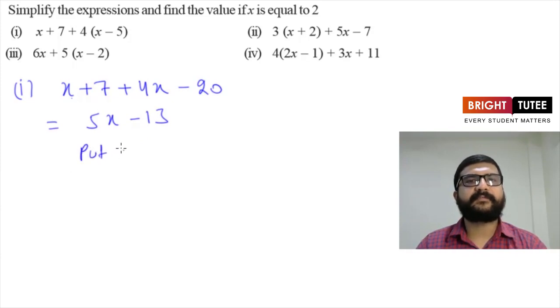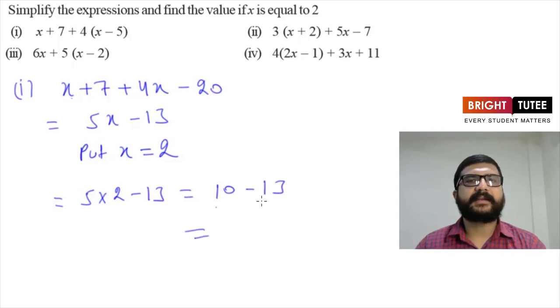Now let's put value of x here. So value of x we have to put as 2, as it is given in the question. So now by doing that we will get 5 into 2 minus 13, 5 into 2 is 10, and then we'll have minus 13. Now 10 minus 13, this is minus 3. So therefore value of this expression is minus 3 at x equal to 2.